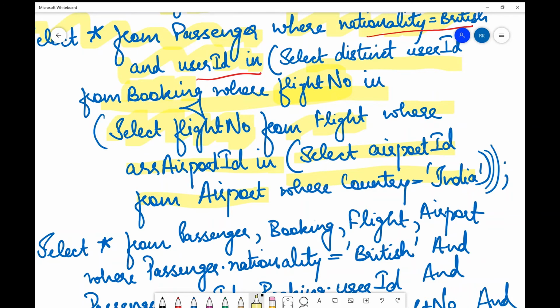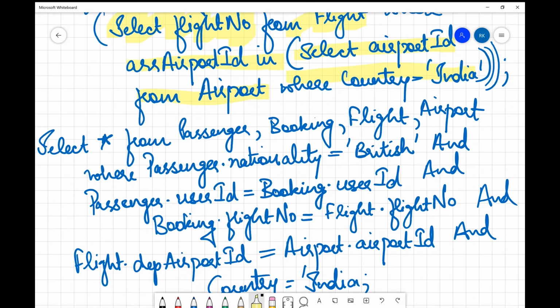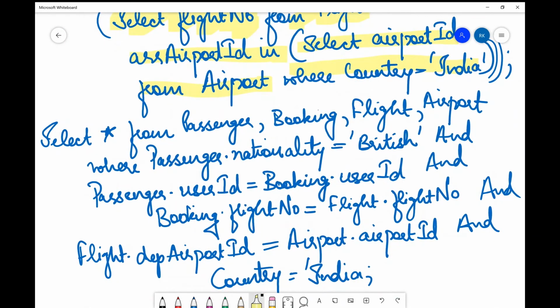Now let's see how we perform the same query using join. So you just say simply select star from passenger, booking, flight, airport. You name all the tables where you need to perform the join. Then you specify the conditions, where passenger dot nationality equals British. Now this is not a join condition. This is just a simple selection condition. Okay, and then you specify the join conditions.